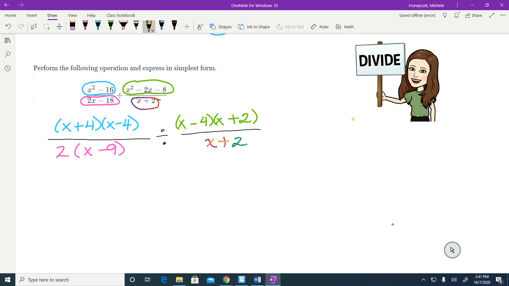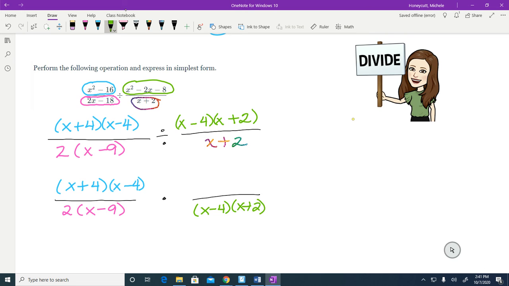Okay, so now I'm going to change this. I'm going to keep the first fraction and multiply it by the reciprocal of the second fraction. So I'm just carrying the first fraction down. Now I'm going to multiply it by the reciprocal, so the x minus 4 and x plus 2's go on the denominator, and then x plus 2 in the numerator. All right, so now I've changed it to a multiplication problem. It's time to look for common factors.